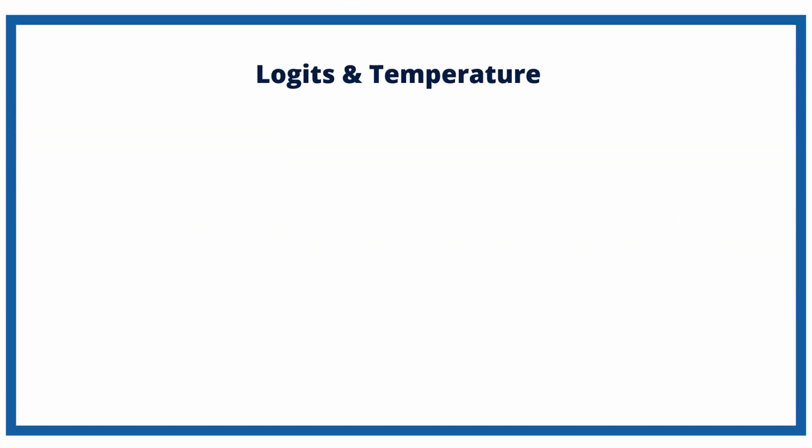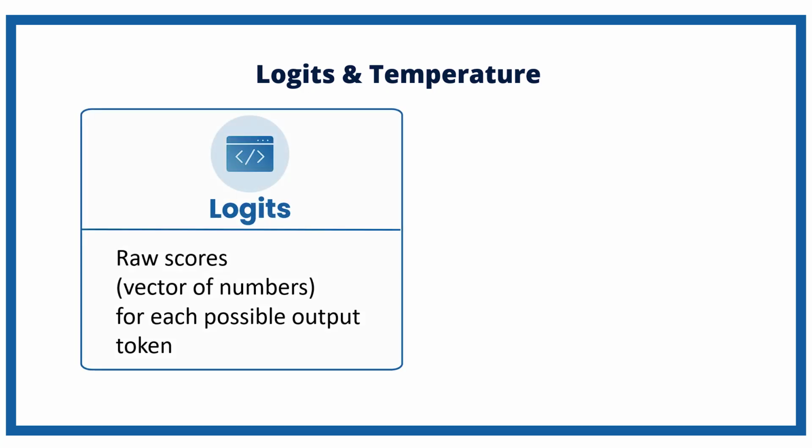Before I proceed further, we need to understand two important concepts related to LLMs called logits and temperature. When an LLM processes your input and predicts the next token, for example, a word, subword, or character, it doesn't directly output probabilities. Instead, it outputs raw scores called logits. The logits are assigned to each possible next token before applying any probability transformation. Logits are nothing but a vector of numbers.